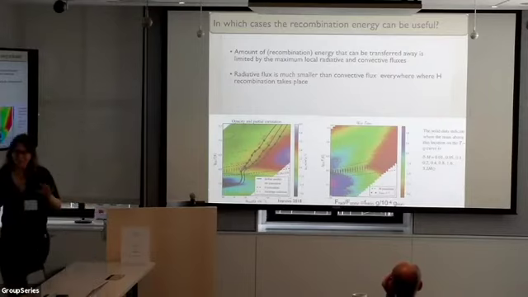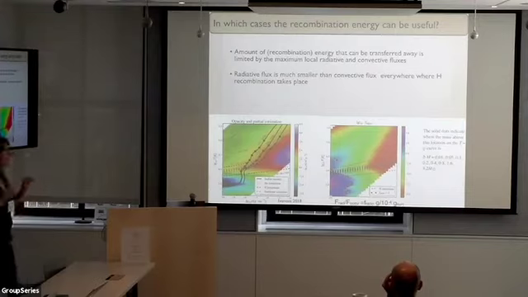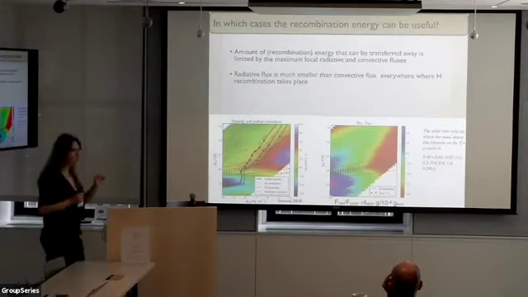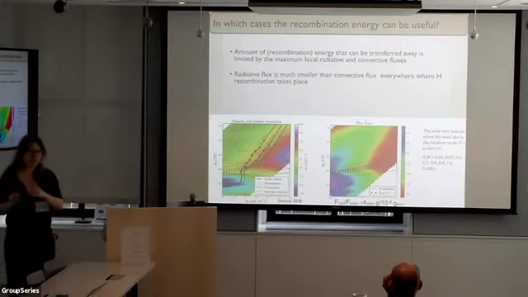So that's about physics. It's not really computation. One needs to understand that the energy which is released from recombination can be taken away by two mechanisms. One is radiative flux, and one is convective flux.